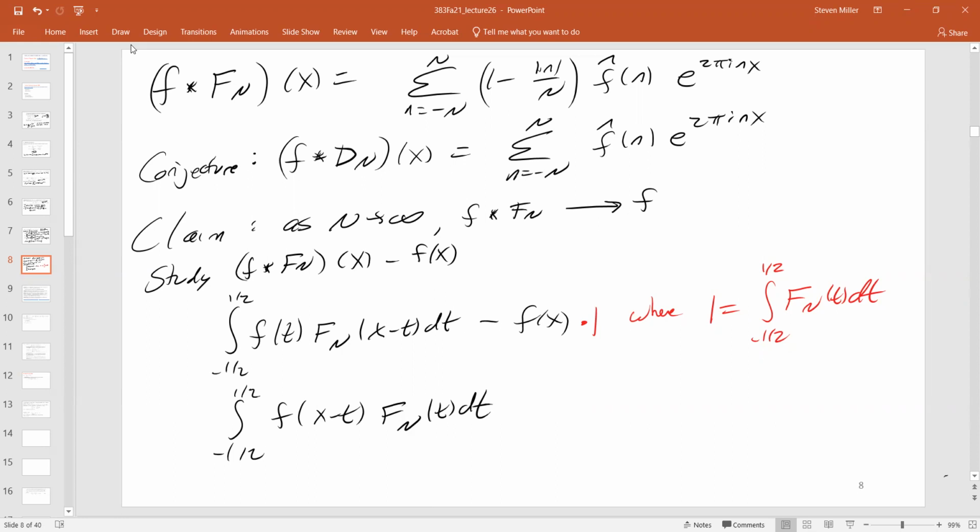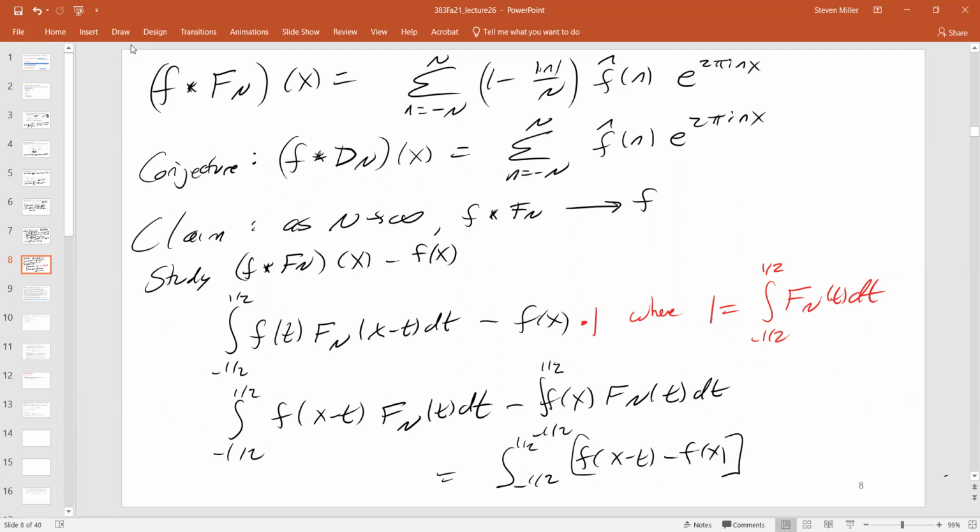If I write it like this, I now have minus f of x times fn of t dt, integral from -1/2 to 1/2. So this is just the integral from -1/2 to 1/2 of f of x minus t minus f of x, times fn of t dt. So this is the integral we need to study.